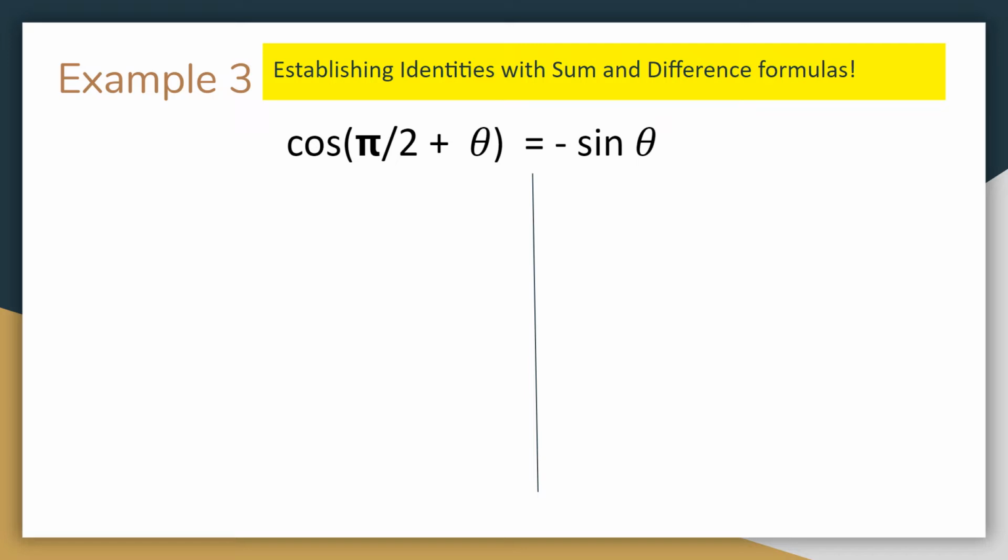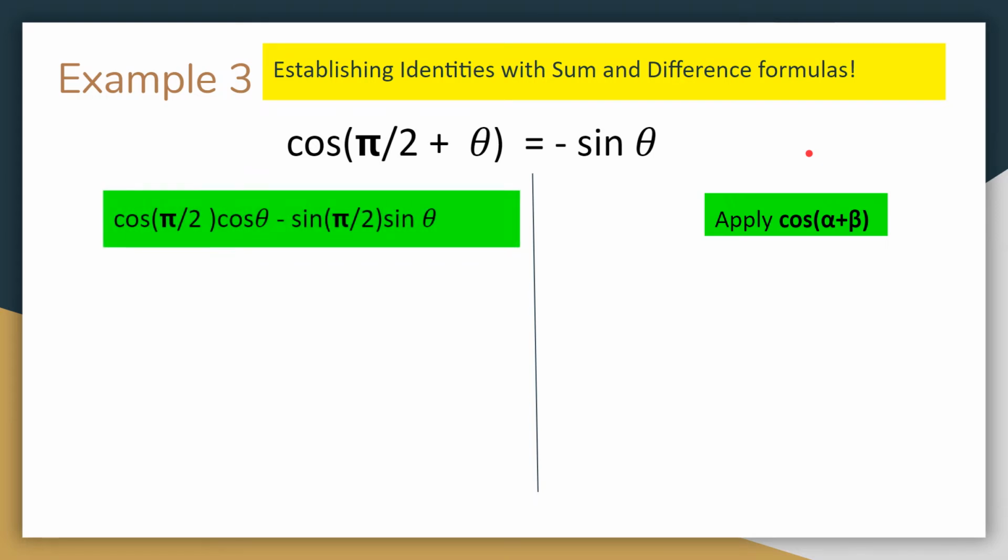We usually draw a line. So I notice here that I have a cosine sum. So I'm going to go ahead and apply the cosine alpha plus beta formula. My alpha is pi/2. My beta is theta. So if I apply that formula, it's the cosine of pi/2 times cosine of theta, and again, that formula is from that formula sheet, minus sine of pi/2 sine theta.